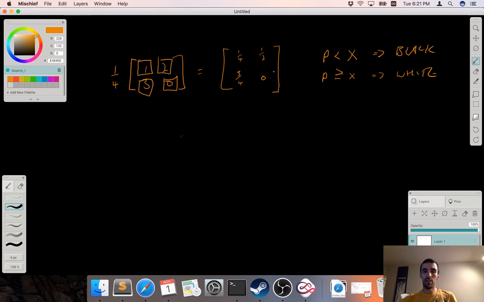So now let's apply this matrix to 50%. All the pixels on my screen are 50%. I'm going to start on the top left. Everything's at 50%, that's 1/2. So the pixel is at 1/2, but the matrix is at 1/4. 1/2 is bigger than 1/4, so we're going to be white. We fill in our first pixel white.